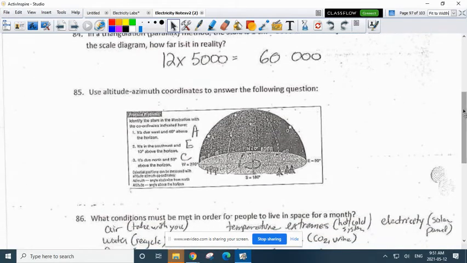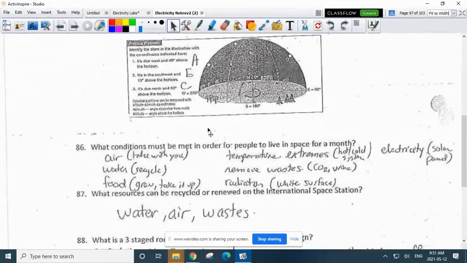Could or could not show up on the exam, I don't know. What conditions must be met in order for people to live in space for a month? All right, so you need air, you need water. You can use recycling it, for air you could also use OGS, oxygen generation system.